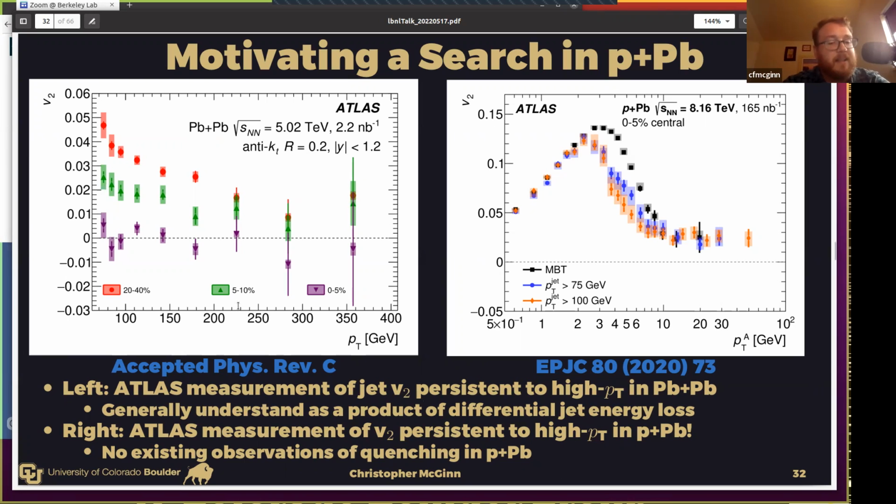And recently, ATLAS has also provided a measurement, and this is actually from someone in our group as well, although he wasn't in the photo at the start, Kurt Hill. We have a persistent v2 to high pT in p-Pb. We have this despite the fact that there are no existing observations of quenching in p-Pb, which means that there's no existing mechanistic explanation for this persistent v2 to high pT, right? We'd need to see quenching for differential jet energy loss to be explanatory here.